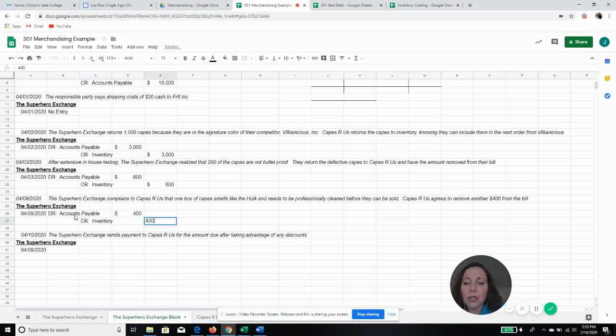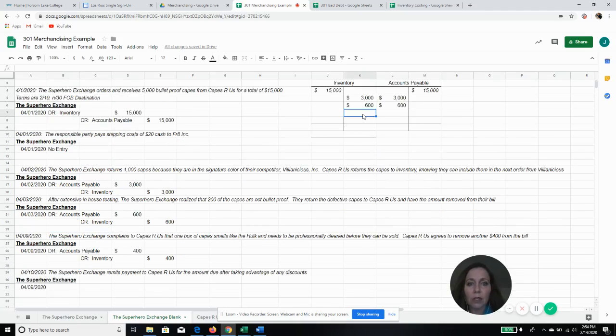Even though we didn't return any capes, the amount we are going to ultimately pay for the capes is $400 less. So the value of our inventory is $400 less. And I'm going to go up here and decrease inventory by 400 and decrease accounts payable by 400.